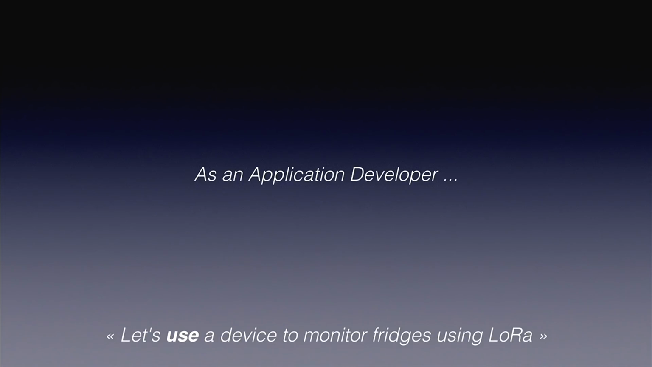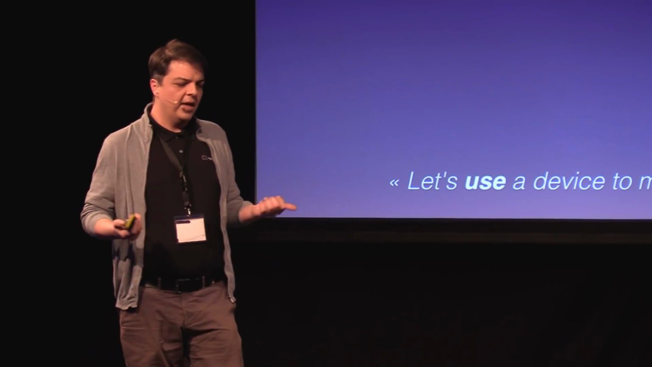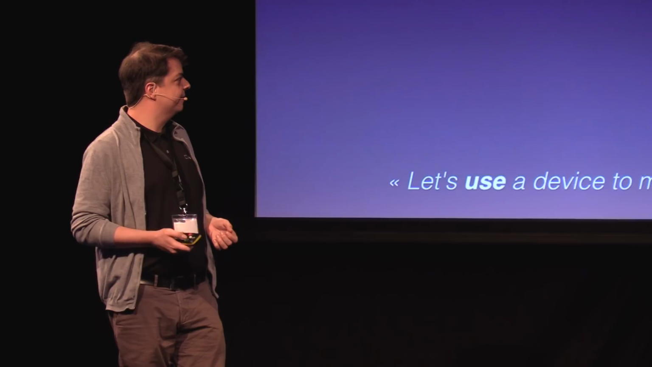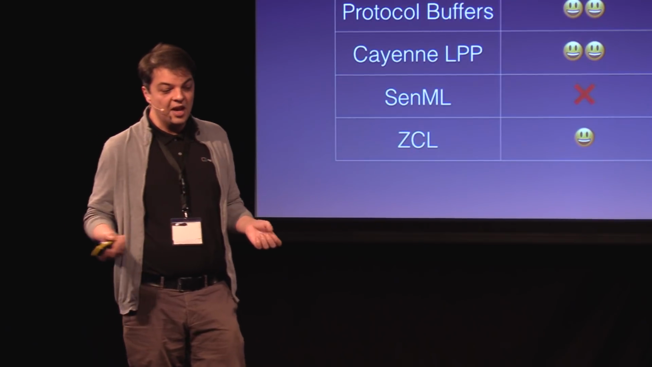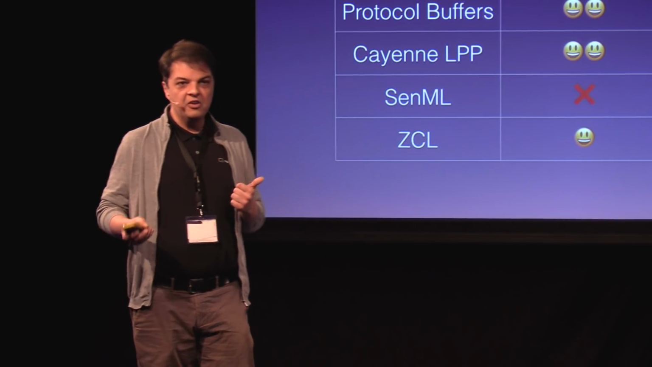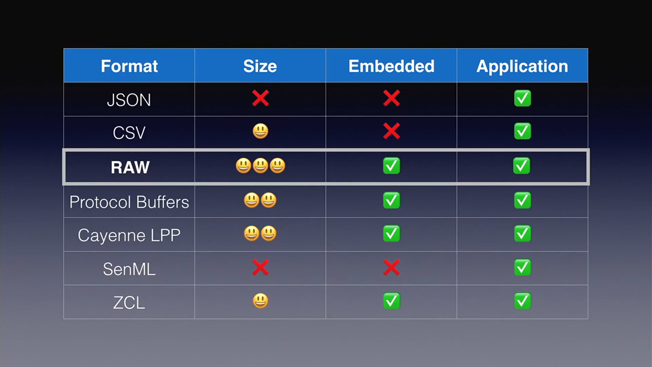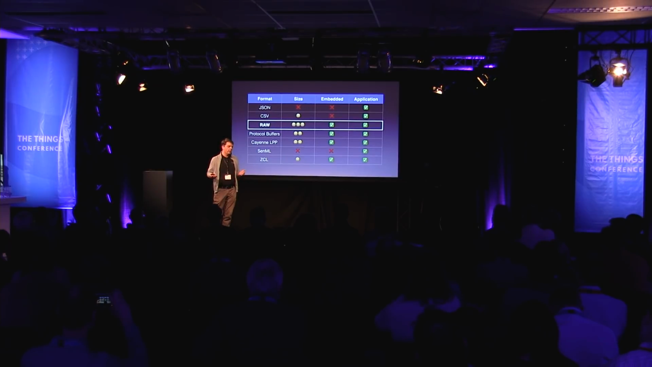Now, what about the application layer in the cloud or whatever? Let's use a LoRa device to monitor a fridge. Let's not build it, let's use it. And actually, I'll make it short. It's pretty simple as an application layer. It doesn't matter: a JSON, a CSV, a raw format, protocol buffer, Cayenne LPP, SNML, ZCL. We have all the power we need, all the languages, all the frameworks, all the SDKs we want to properly decode and support those formats.